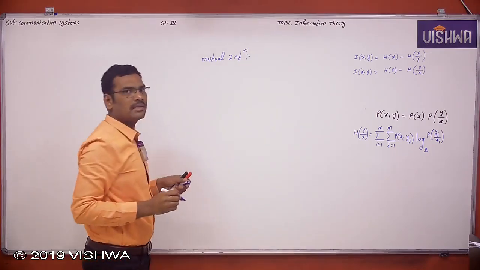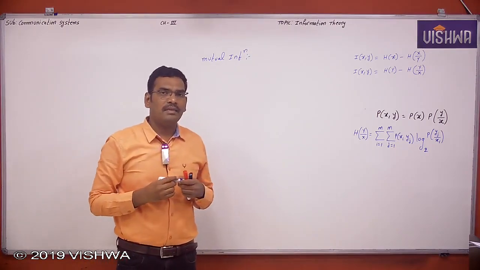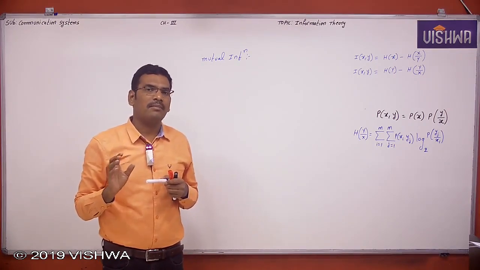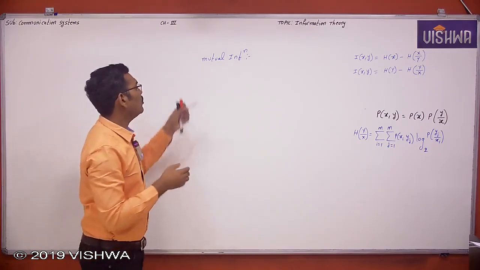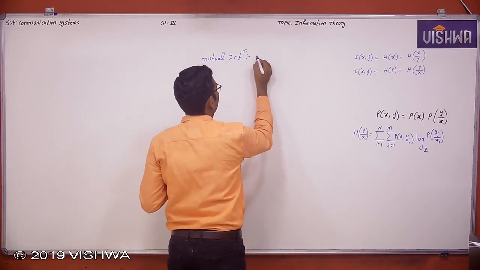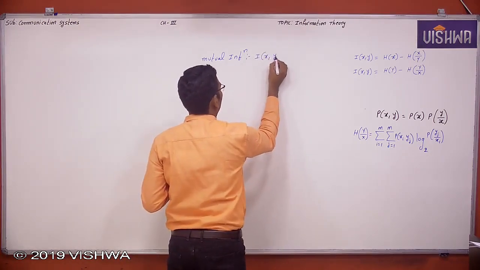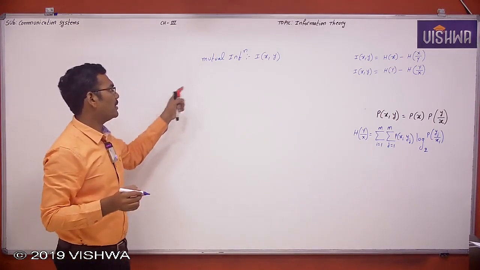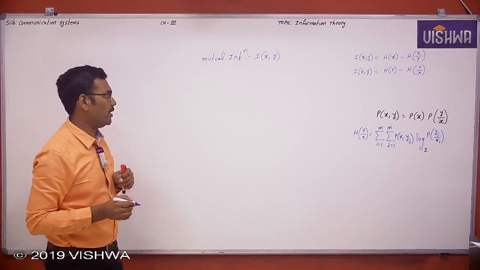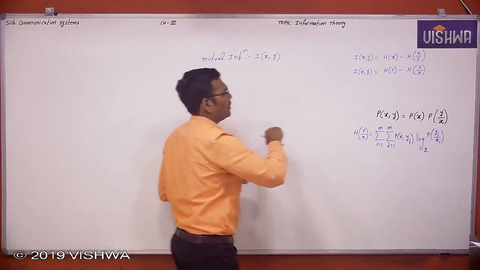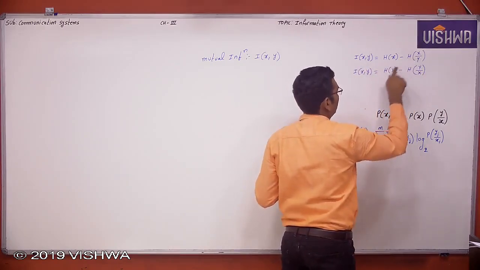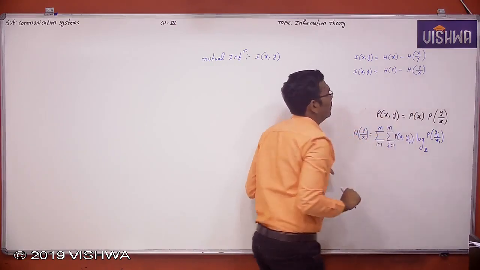Mutual information is nothing but the number of bits transmitted through the channel per symbol. The number of bits transmitted through the channel per symbol is called mutual information, represented by I(x,y). So this is the mutual information I(x,y), which is nothing but H(x) minus H(x/y), or H(y) minus H(y/x).